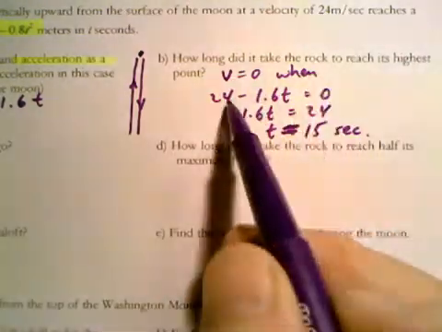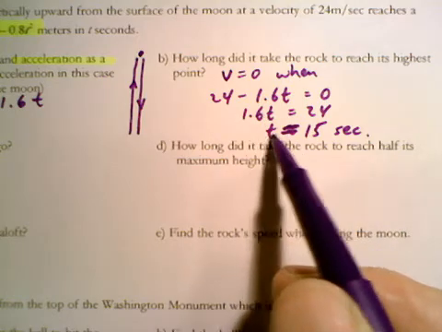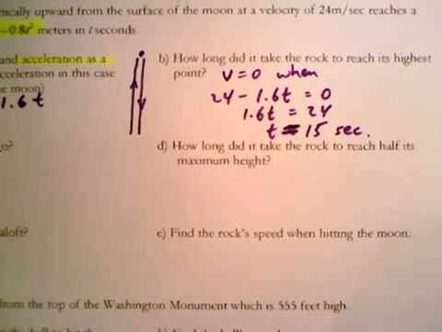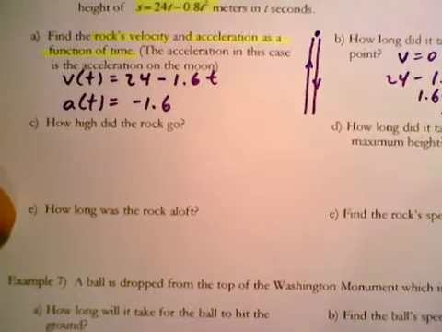When the velocity equals 0, solving this equation for t, we find that t is equal to 15 seconds. And how high did the rock go? Well, if we want to know how high the rock went, and remember this is on the moon. You throw a rock up into the air, it takes 15 seconds to reach its highest point. So that's kind of an interesting thing. How high did the rock go?